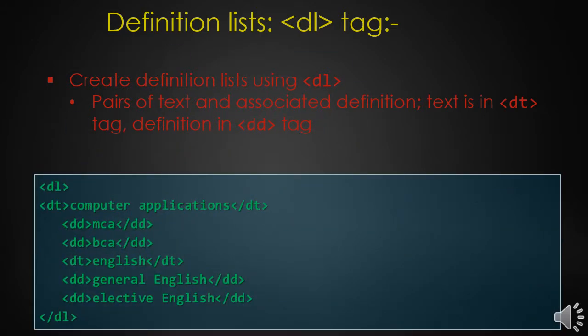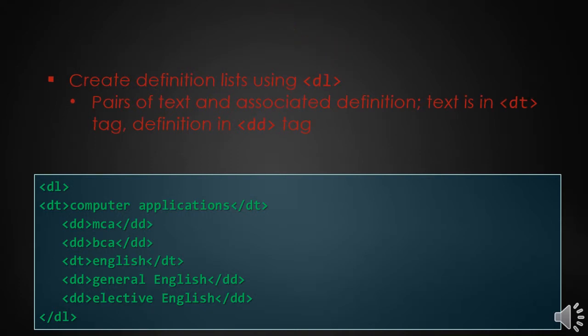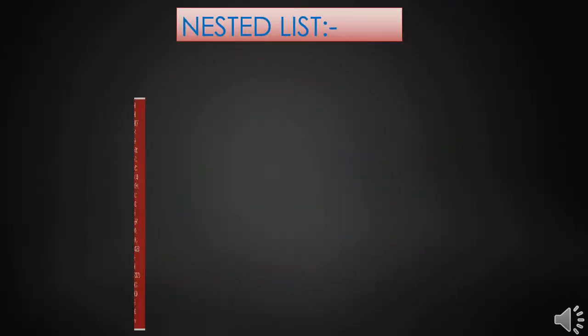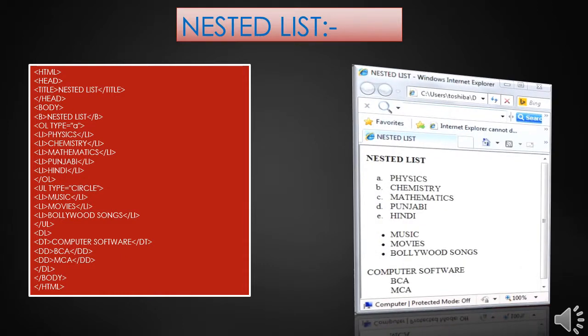Definition lists with the DL tag. Create definition lists by starting with the opening DL tag and ending with the closing DL tag. Pairs of text and associated definition text: the term is in the DT tag, and the definition in the DD tag. Nested list: it is a combination of ordered list, unordered list, and definition list.